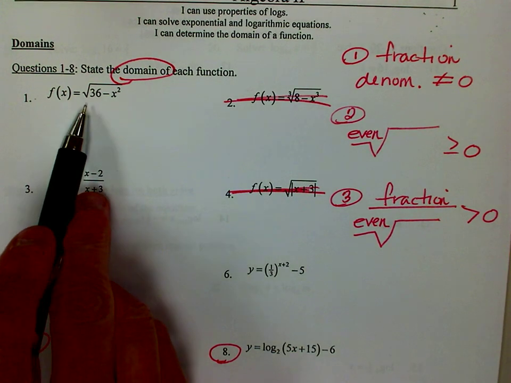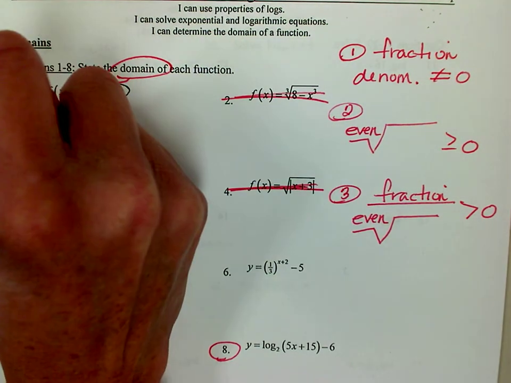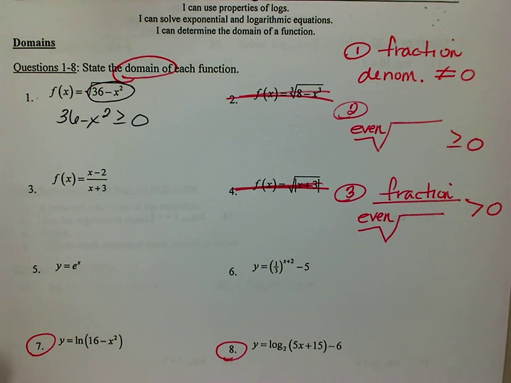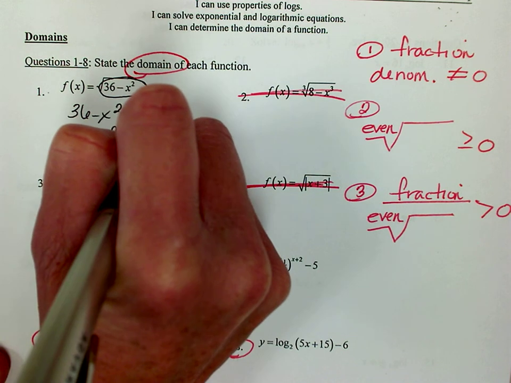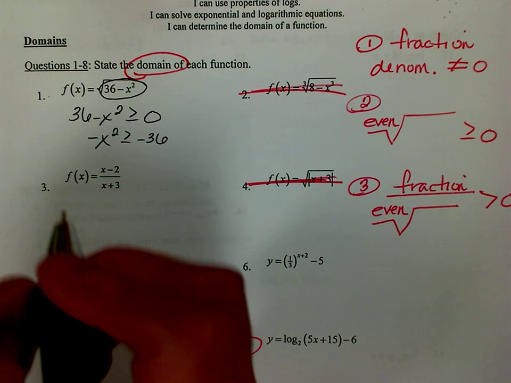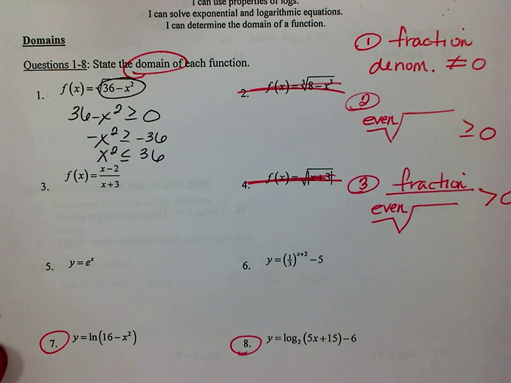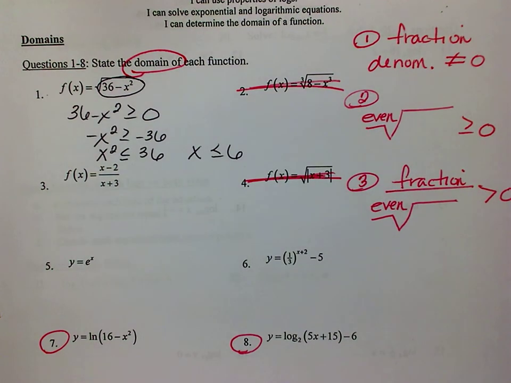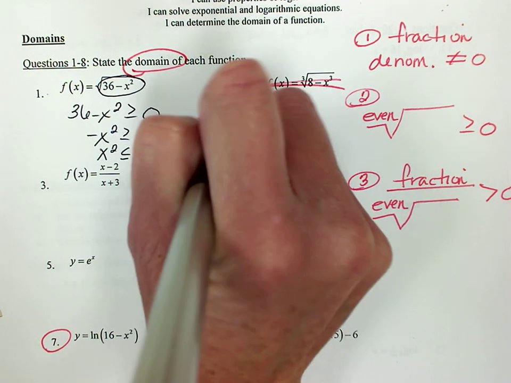So on number 1, I have an even root radical, so it's like number 2. So the stuff underneath, which is 36 minus x squared, must be greater than or equal to 0. So from there, I'm going to work backwards and solve for x. From here, I have to divide a negative, so everything's going to change. So x squared is less than or equal to 36. Then I got to take the square root. But remember, if I have an x squared, then in my answer I should have this as an answer. So this is my answer to number 1.